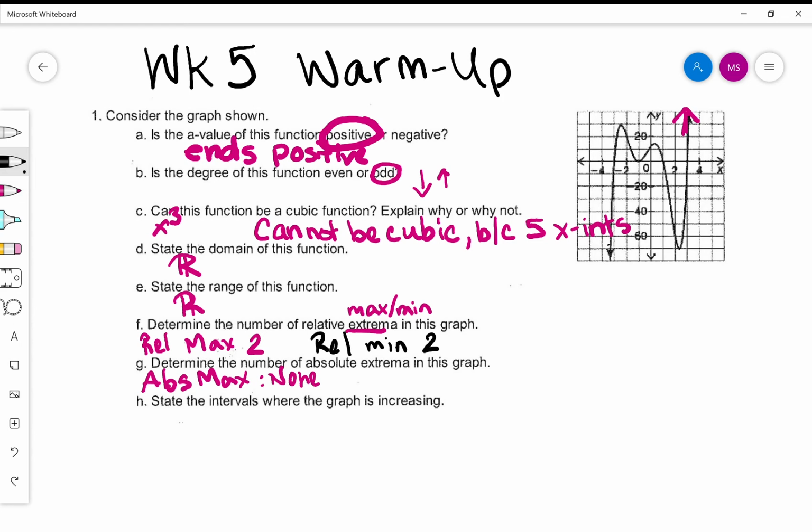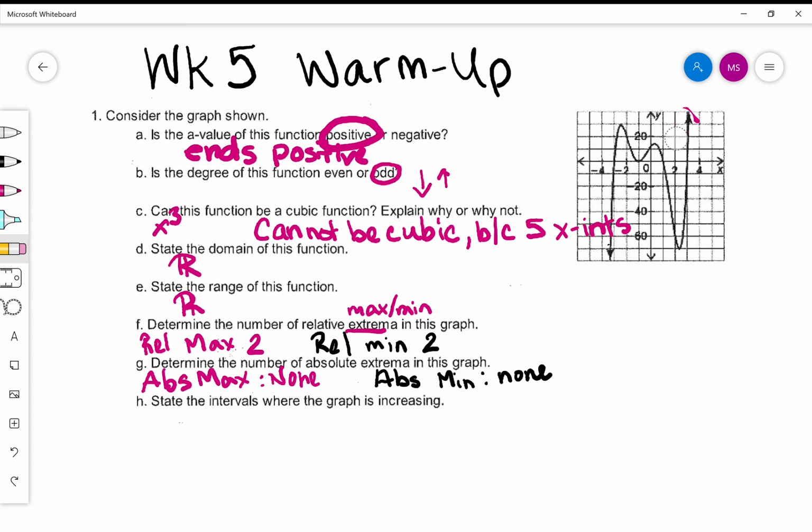All right. So similar with the absolute minimum. So is there an absolute minimum point that you can tell me? No, because on the left-hand side, it continues to go to negative infinity. So there is none or no absolute minimums, right? And last but not least, letter H. State the intervals where the graphs are increasing, or intervals because there may be more than one. All right, so take a moment, pause the video.